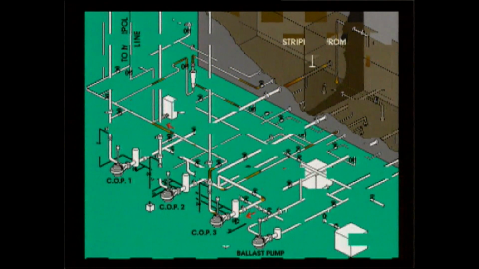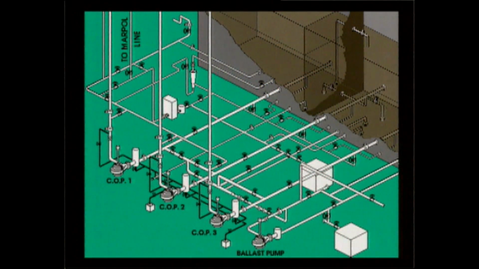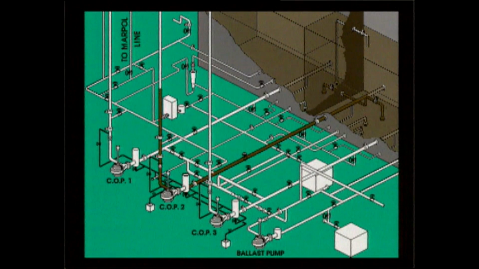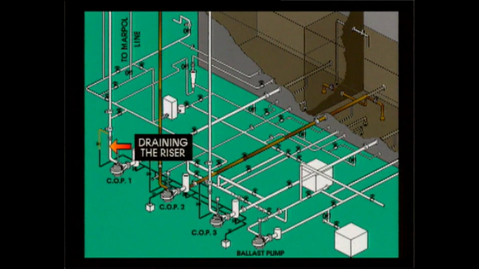When all cargo tanks are empty and well stripped, you can pump the slop tanks to shore with cargo pump number 2. While you discharge the slop tanks with cargo pump number 2, drain the other lines using the stripping pump, pumping it ashore through the so-called Marpole line.